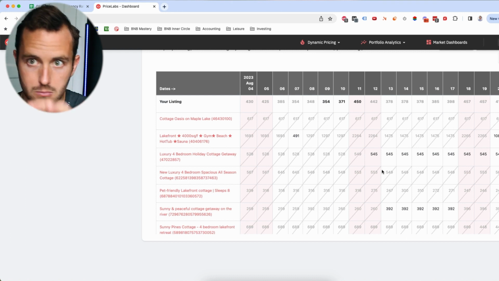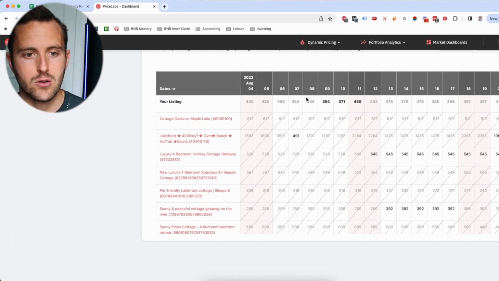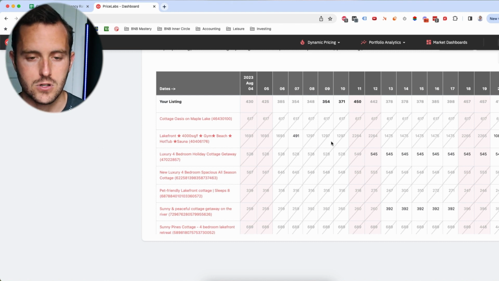What it allows you to do is specify individual competitors in your market that are very similar to yours. You can cherry pick the listings you want to see there, and you can see how your listing is doing compared to theirs, what your listing got booked at compared to theirs, if your listing is booked for times when theirs aren't, or if theirs are booked for times when yours aren't.